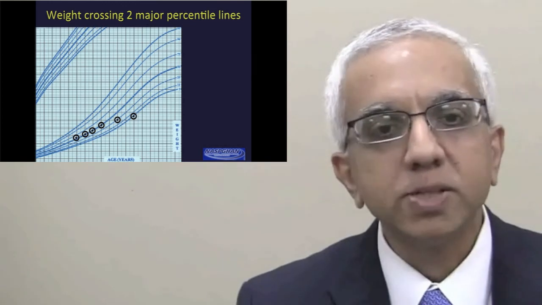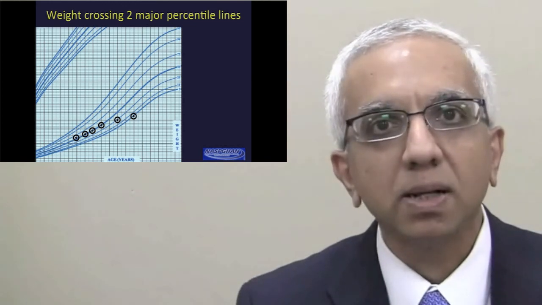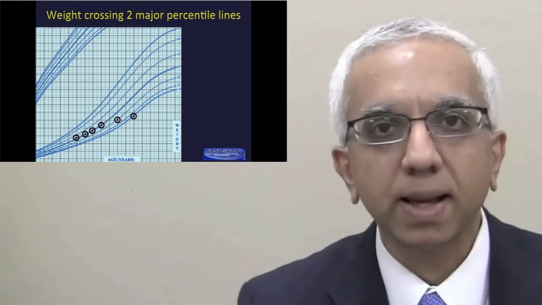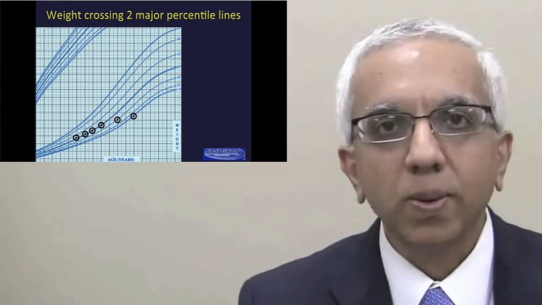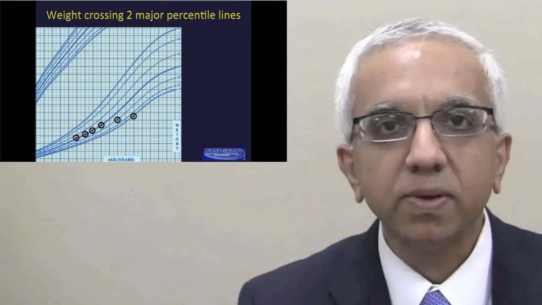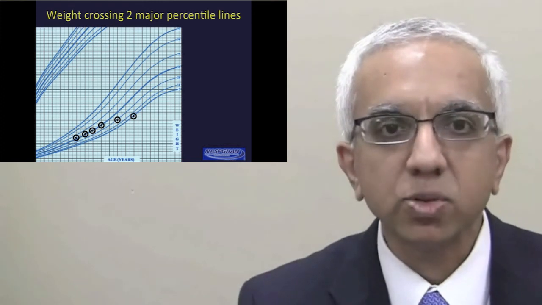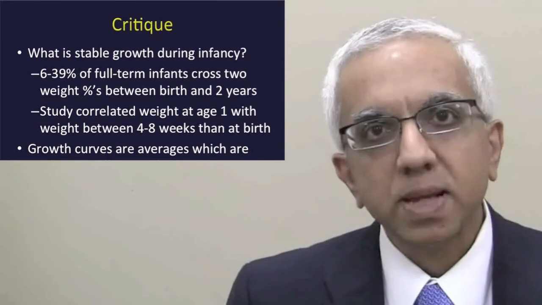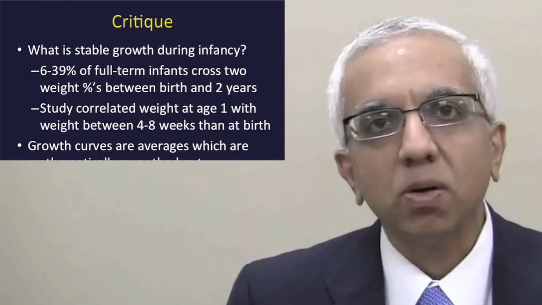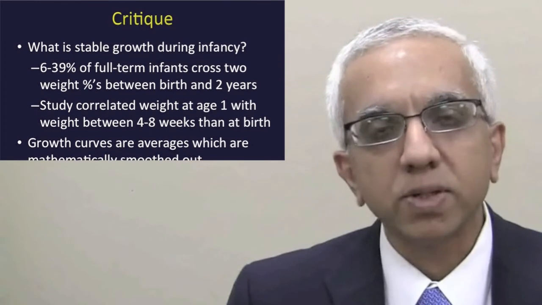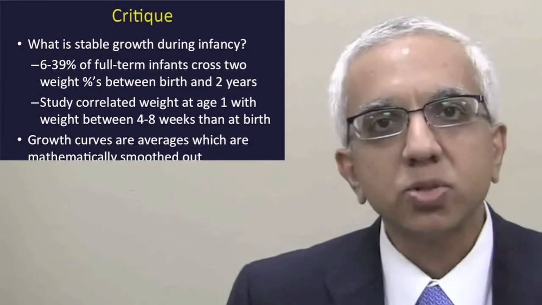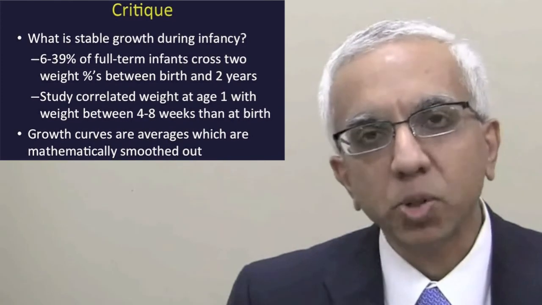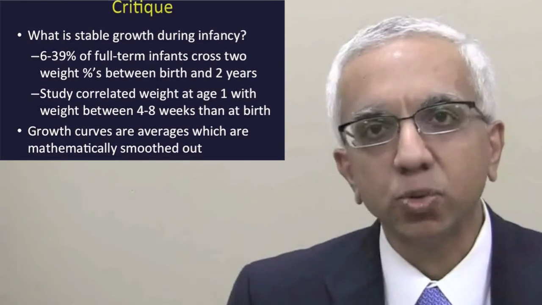Weight crossing 2 major percentile lines tends to differ between the CDC chart and the WHO growth chart, but that is not important. The question is, does this confer a definitive diagnosis of failure to thrive? It is important to remember that stable growth during infancy also includes traversing through growth lines. 6 to almost 40% of children will traverse through weight lines between birth and the age of 2 years.